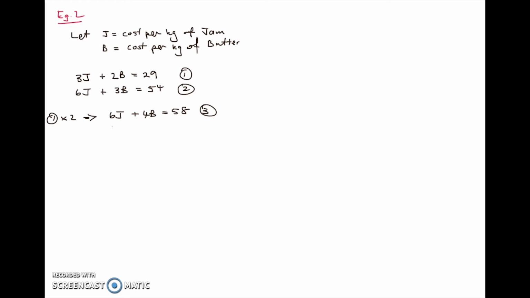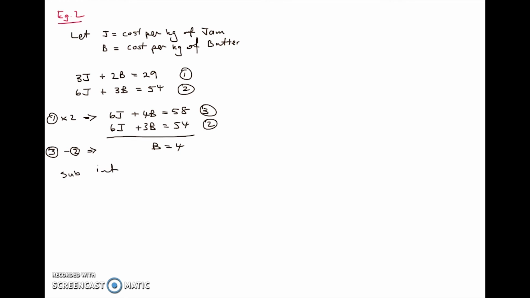And now we've got 6J's in both. So we can rewrite our second equation, 6J plus 3B equals 54. And now we can subtract one from the other. So we'll go 3 minus 2, equation 3 minus equation 2. So that eliminates the J's, and we're left with 1B, or B equals 4.